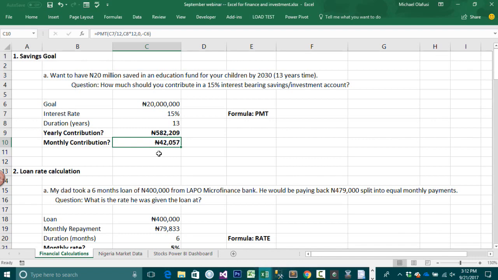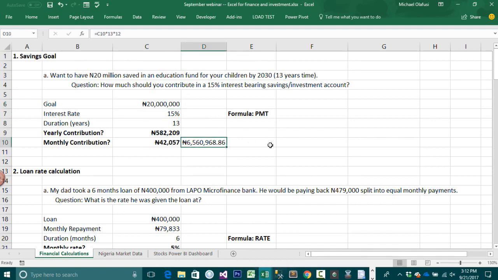Now let's see the importance of this interest rate. Assuming there was no interest rate, let's see what will happen. If there was no interest rate, you're going to have just this amount times the 13 years times the 12 months in a year, right? So I do enter, and that tells us that the actual amount that you've saved is 6 million, but because of the interest rate, it's turned it to 20 million.